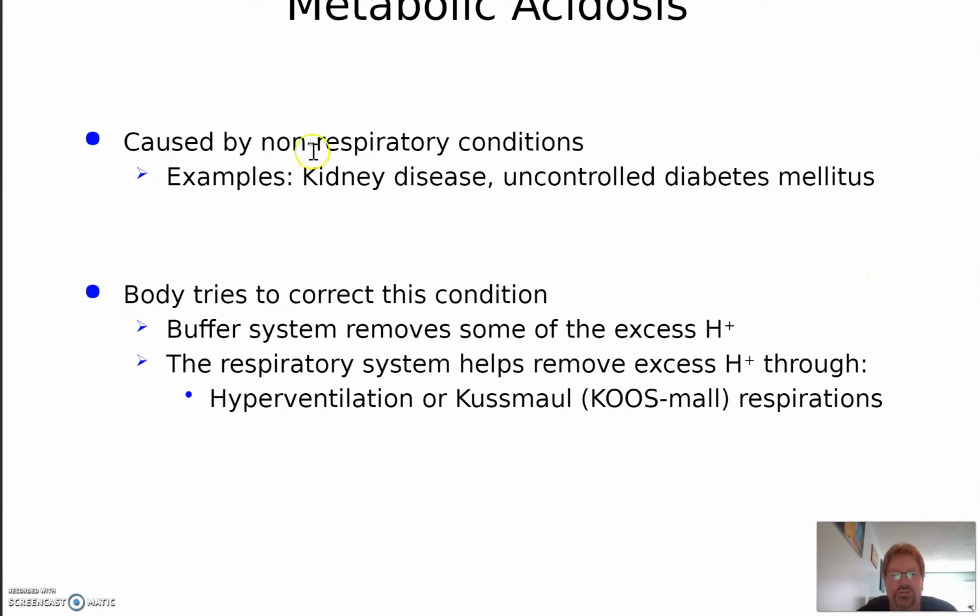Metabolic acidosis: now this is metabolic, which means it has something to do with making energy or diabetes or something. It's caused by a non-respiratory condition, for example kidney disease or uncontrolled diabetes mellitus. The body tries to correct this condition. The buffer system removes some of the excess hydrogen ion. The respiratory system removes some of it too, through hyperventilation or Kussmaul breathing respirations, which is a special clinical situation.